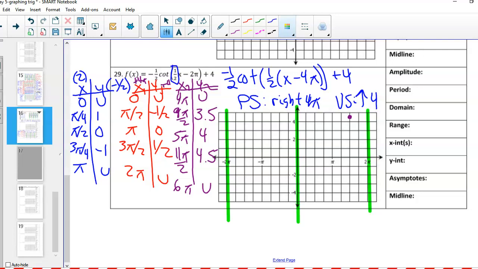Pi, or 1, I'm just counting backwards. 1 would be at 4. Half would be at 3.5. 0 would be undefined. I just counted backwards, counted backwards by a half. So start at 6 and do minus half.